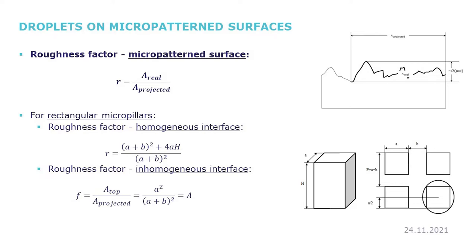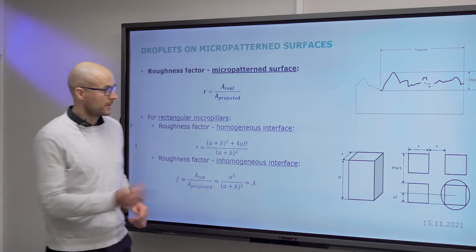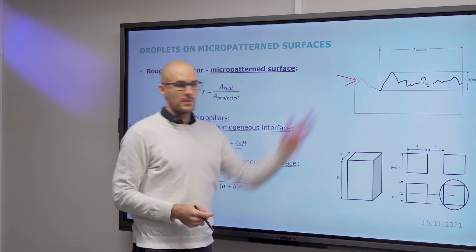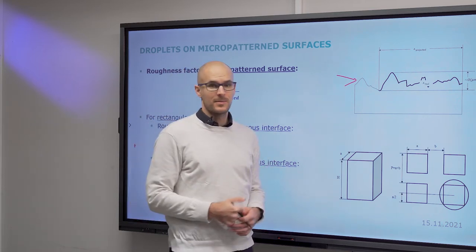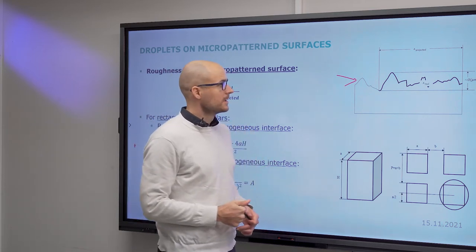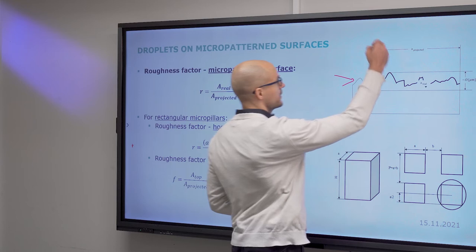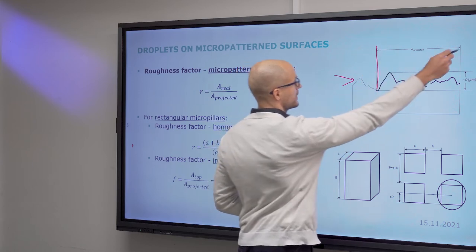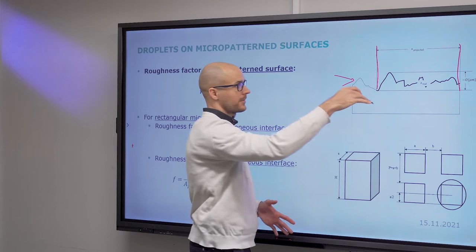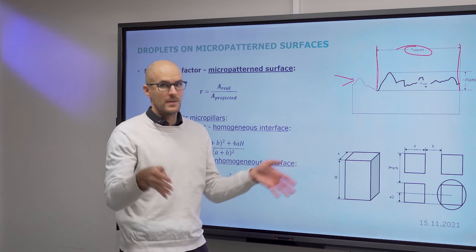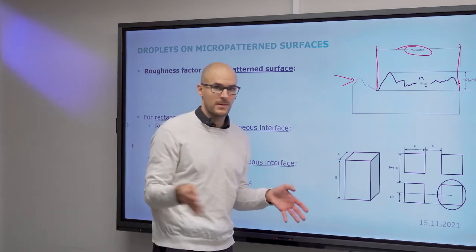Now, let's talk about rough surfaces. What happens on a rough surface? First, let's take a closer look at a micropatterned surface. This one is just any kind of micropatterned surface that you might have, whatever the pattern is. It doesn't have to be regular. If you look at it, the projected area of your rough surface will be this one, which is just the area that you look at, whatever the cross section is.